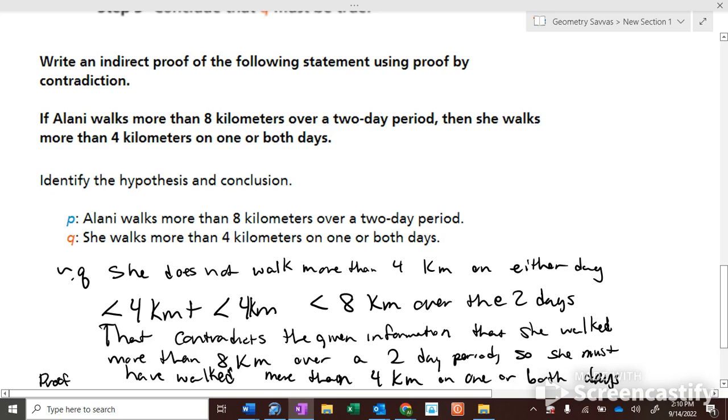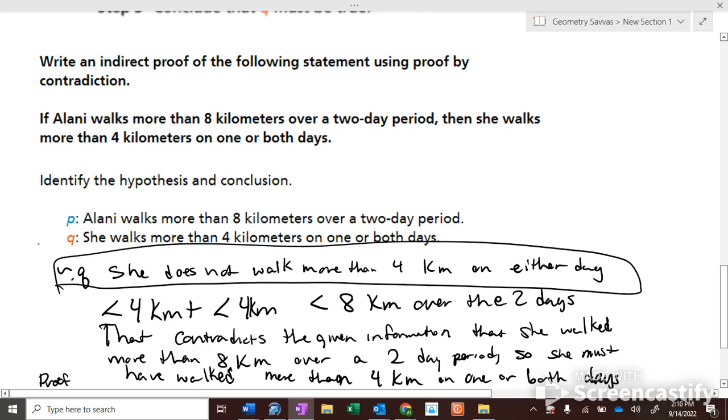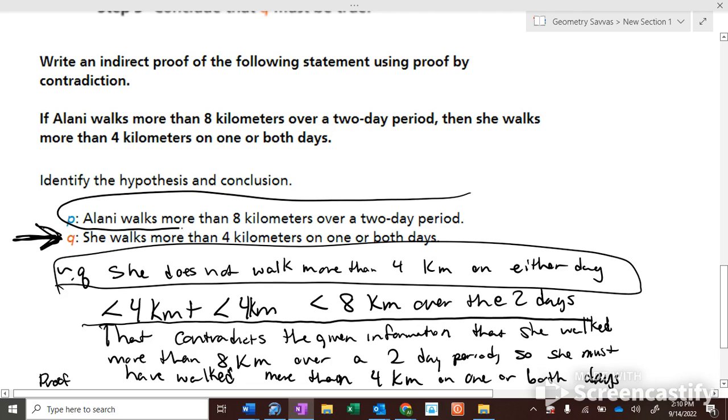And that's what an indirect proof is. You have to do the opposite of the conclusion, not the opposite of the hypothesis, but the opposite of the conclusion. Okay, so we wrote out the opposite of the conclusion. We wrote out what that would mean. We showed that that goes against something stated in the hypothesis and stated that that was a contradiction. So we showed that the conclusion has to be true.